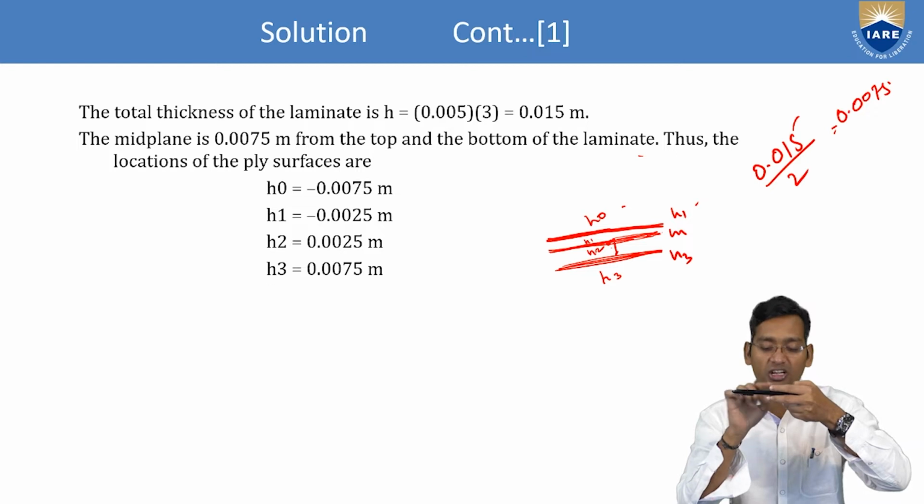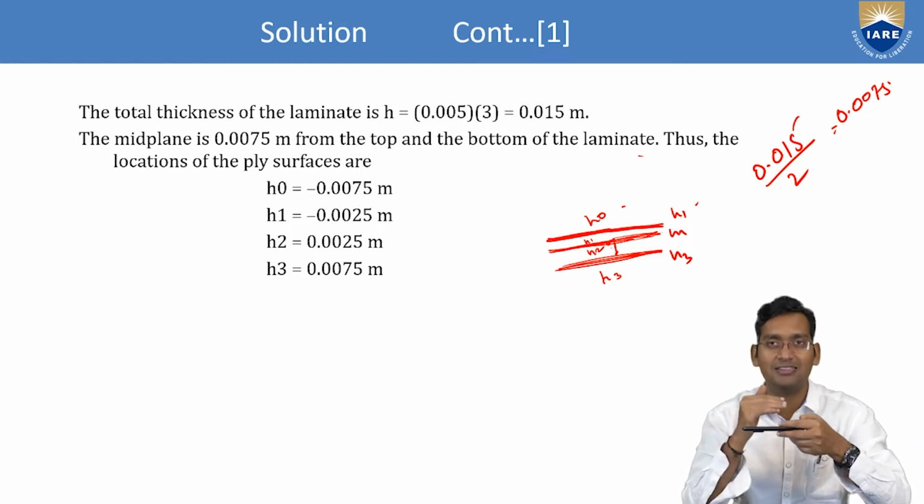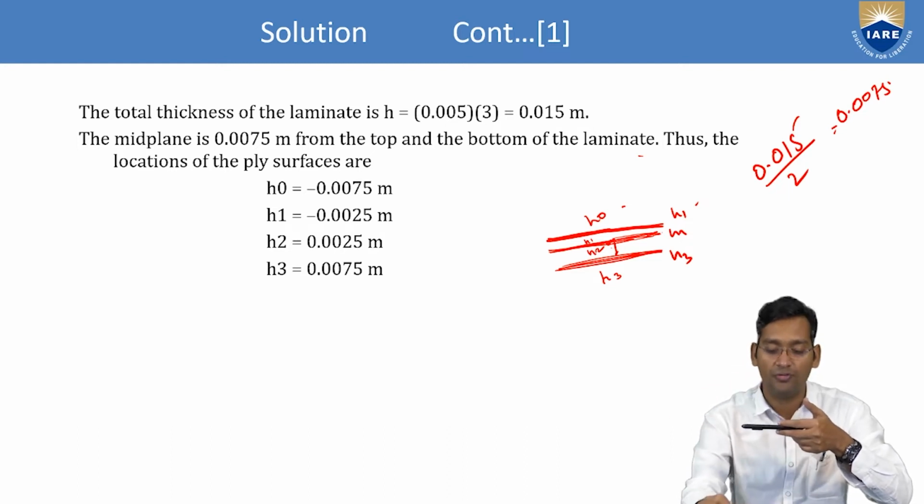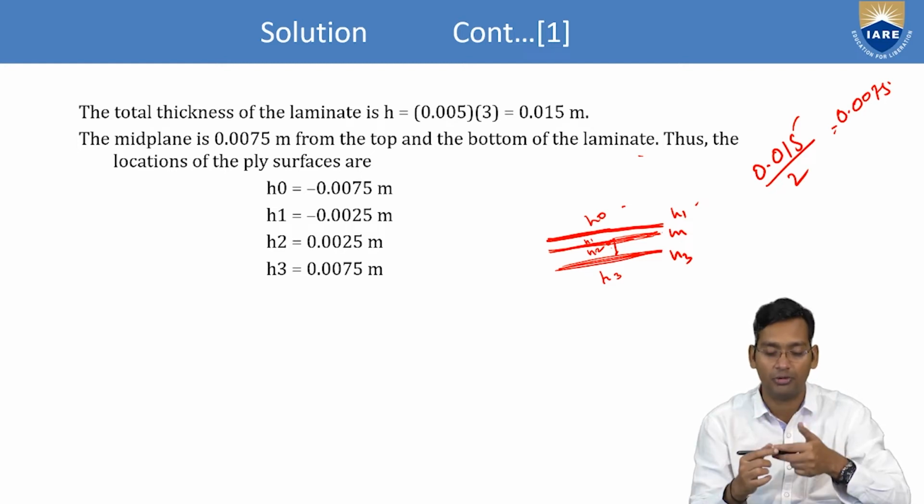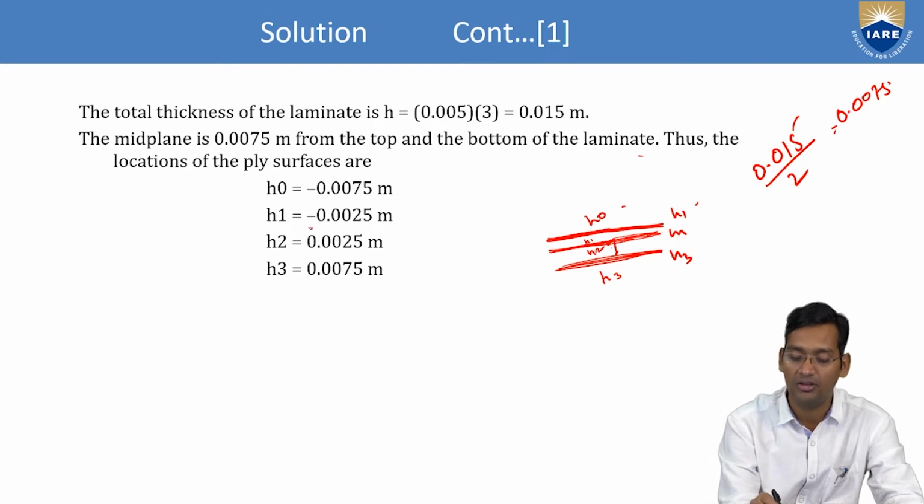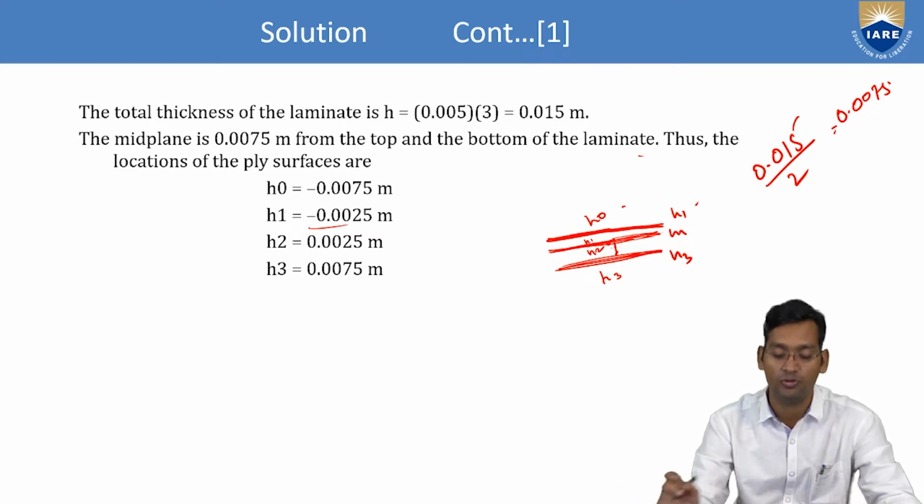So now if we measure from the center, what happens? The top will be at the same distance in the opposite direction, so H0 will be half of this distance from the center, and H3 will be the positive of that one. Now, whatever the difference is in that layer, it is minus 0.0025 for H1, and for H2 it will be plus 0.0025 meter. So this is in meter.